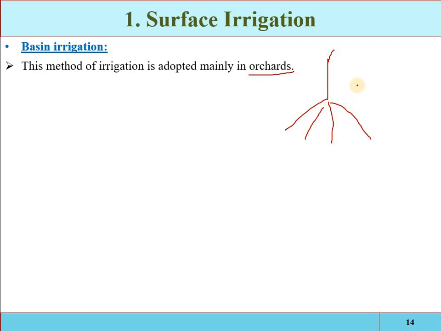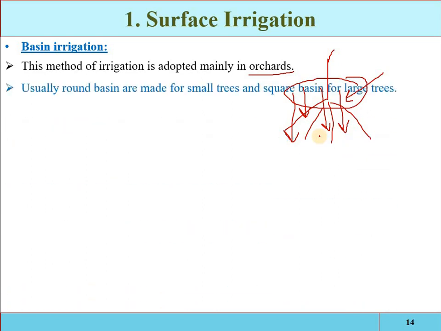So here we construct a basin, and then it is irrigated from the main supply channel, and the water will be available for infiltration. If the water is available for the maximum time, then it will be properly infiltrated into the maximum depth of the root zone. Usually round basins are made for small trees, and square basins are for large trees.